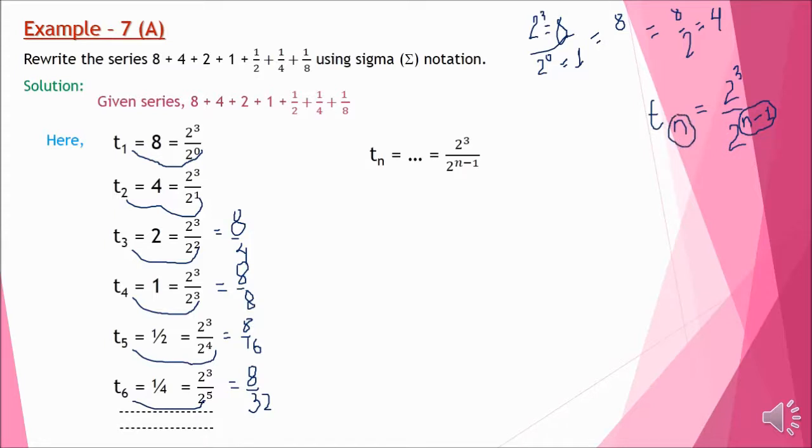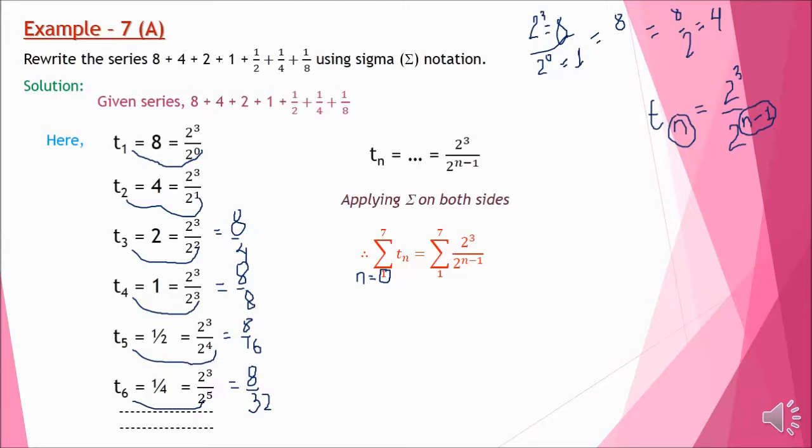Now rewriting in the summation sigma notation, again applying a summation on both sides. Therefore, summation, now n runs from 1 to 7, because there are 7 terms and it is a finite series. So we must write the finite numbers 1, 2, 3, 4, 5, 6, 7. We have 7 terms. So n runs from 1 to 7.